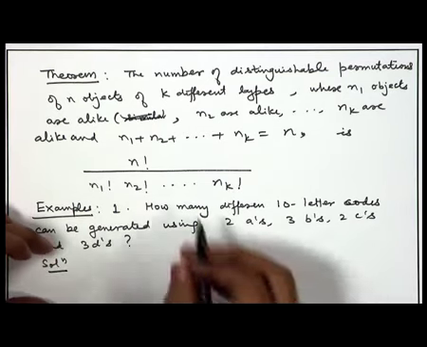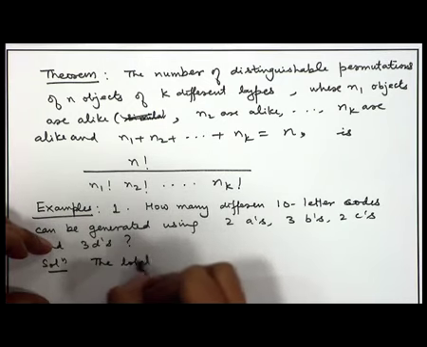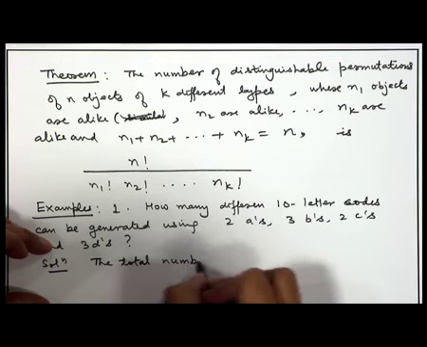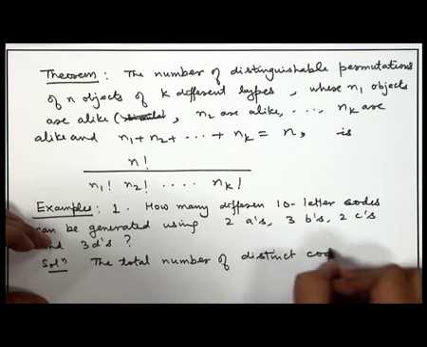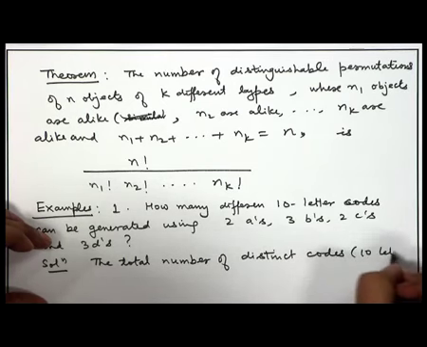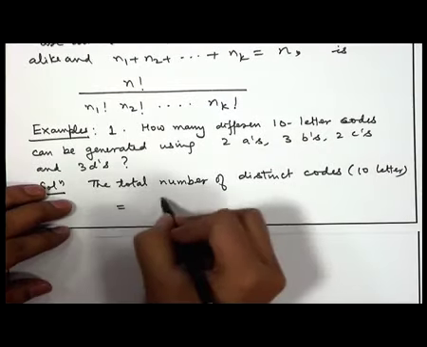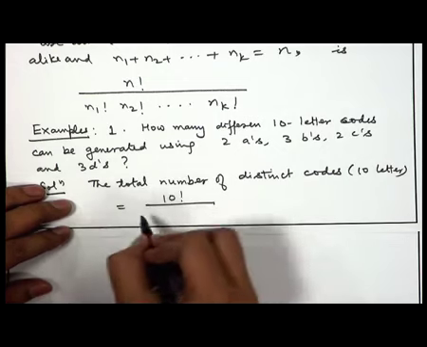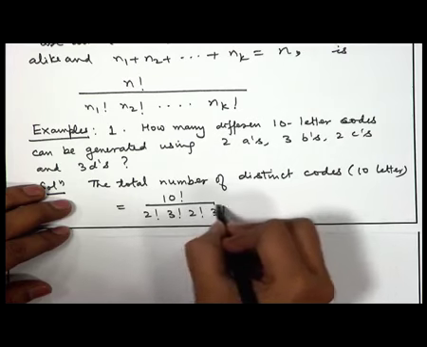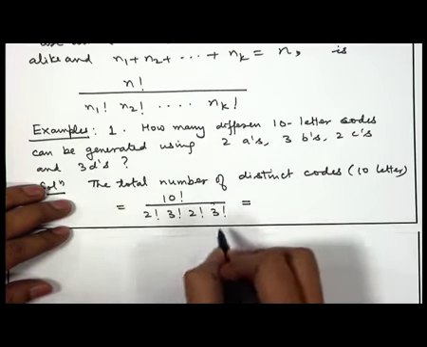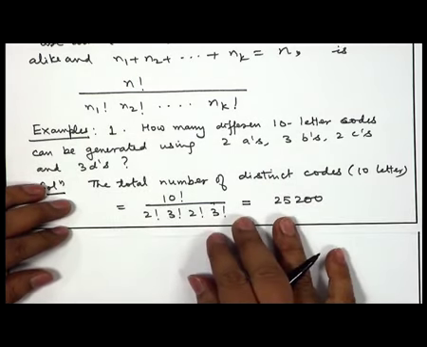So, the total number of arrangements by this formula, distinct codes, all 10 letters used here, is equal to 10 factorial divided by 2 factorial, 3 factorial, 2 factorial, 3 factorial. After some simplification, this number can be evaluated, it is 25,200 codes that are possible.